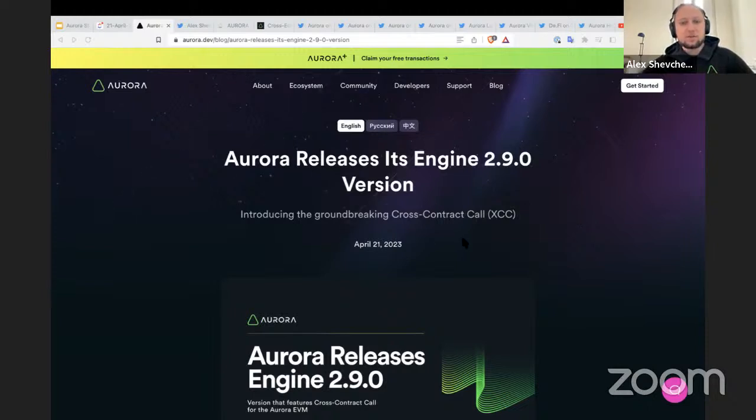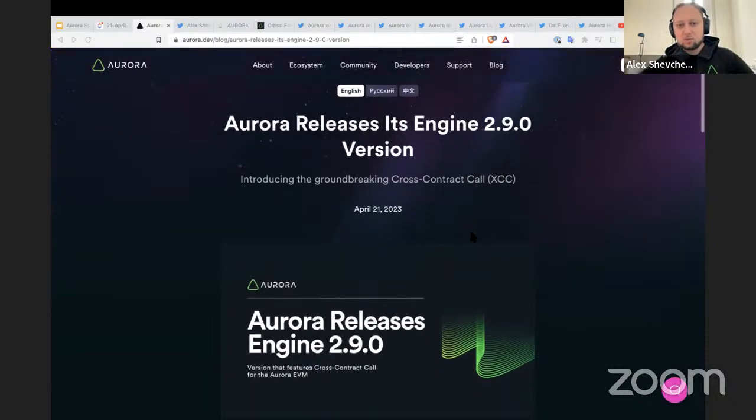The features inside of engine 2.9 were announced at NearCon in late September. Since then, this testing and audit phase was held, so we are able to make sure that only tested code is hitting the mainnet. And the most important piece there is the cross-contract call functionality.